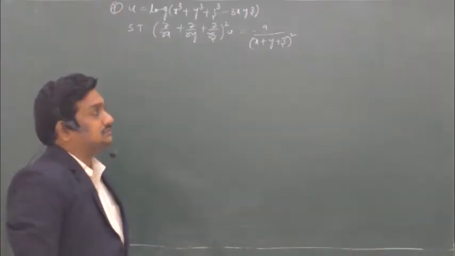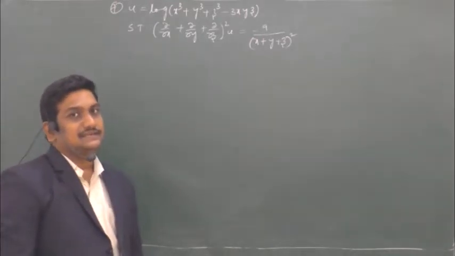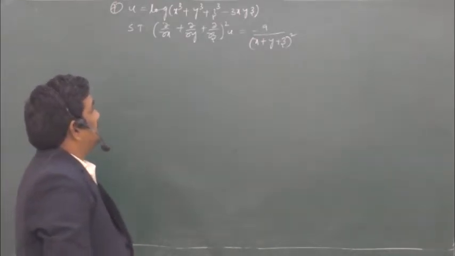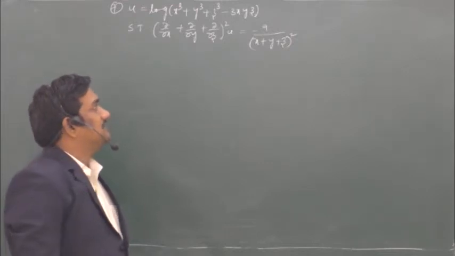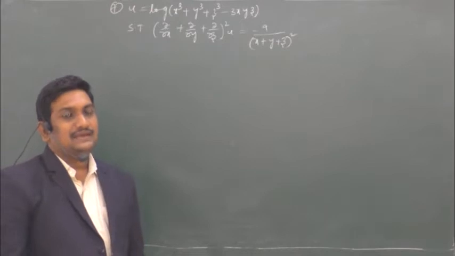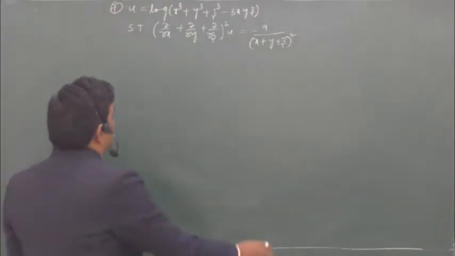So u equals log of (x cube plus y cube plus z cube minus 3xyz). You need to show that (∂/∂x plus ∂/∂y plus ∂/∂z) whole square of u equals minus 9 by (x plus y plus z) whole square. Okay. Now let us understand the LHS part.